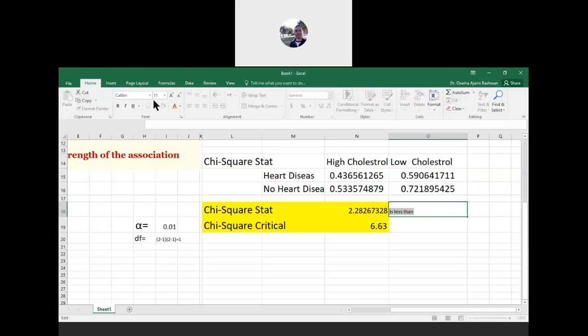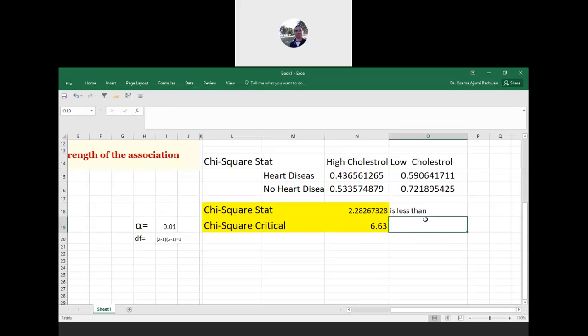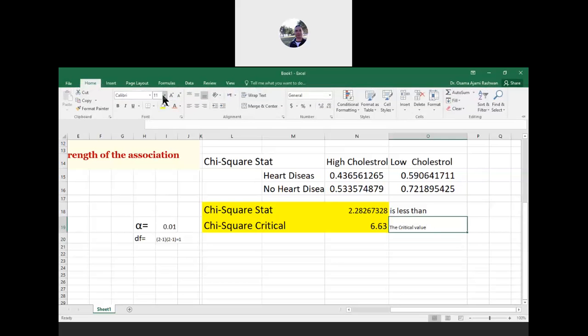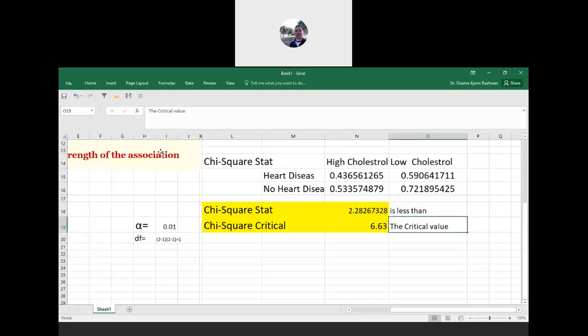So what are you going to say in this case? You accept. Yes, it is less than the critical value. Okay. This is what I ask you to do for the assignment. You have to write everything in your Excel file, right? Don't leave it as numbers only. Numbers are easy for everyone. So we're going to do what? We accept the null hypothesis.